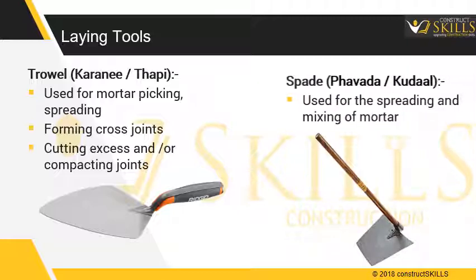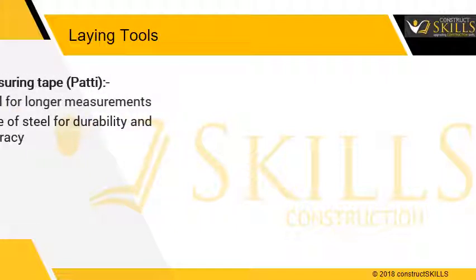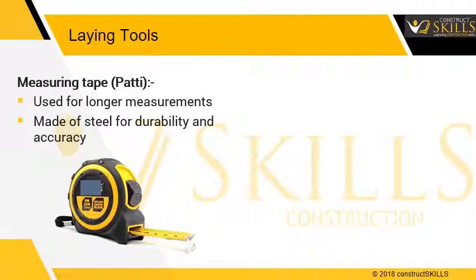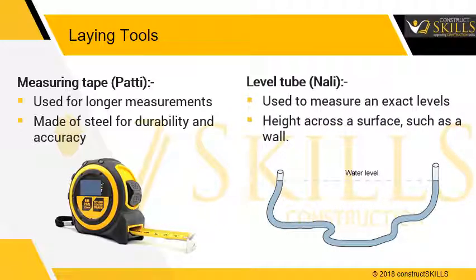Spade. It is used for spreading and mixing the mortar. Measuring tape. It is used when the measurements are to be taken for longer length. This is generally made up of steel, for greater durability and accuracy. Level tube. It is used to measure the exact levels, height across a surface, such as a wall.